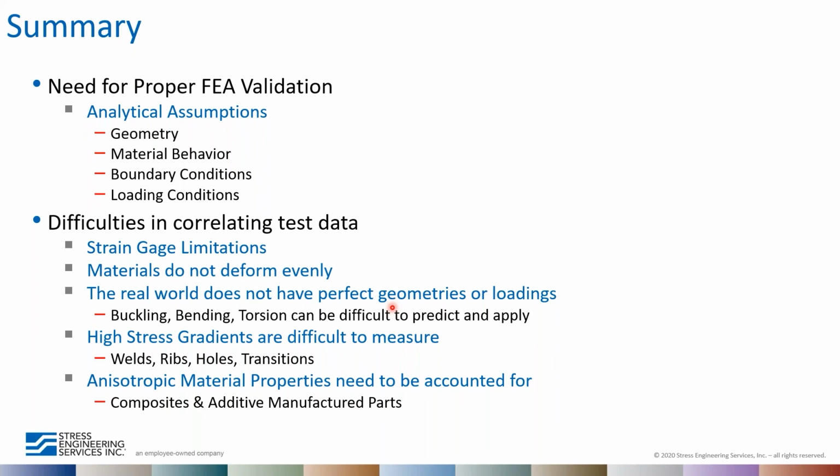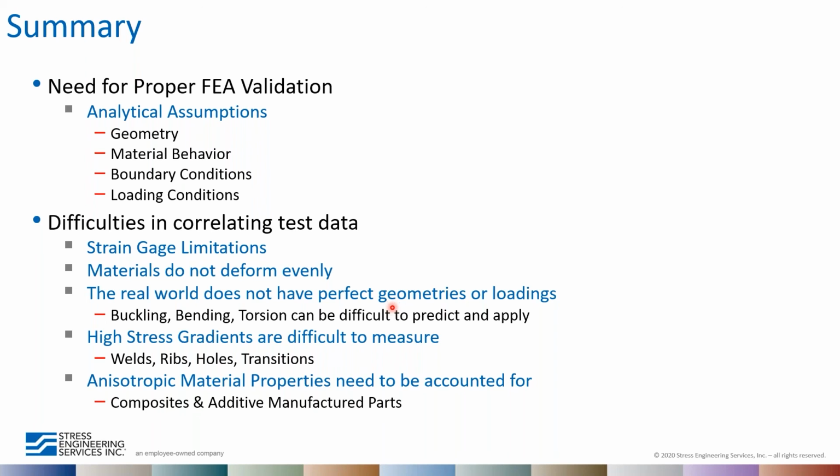The testing of that was not exactly perfect in the loading conditions, but the DIC data was able to pick up on that and use that. Same with the loading conditions. And we talked about there's difficulties in correlating test data. There's limitations in sensing instruments like strain gauges. Also, materials do not deform evenly or perfectly. So even though you might have a constant cross section, if you put a strain gauge there, any type of axial load or bending may not be representative of the full thickness or full cross section of that part.